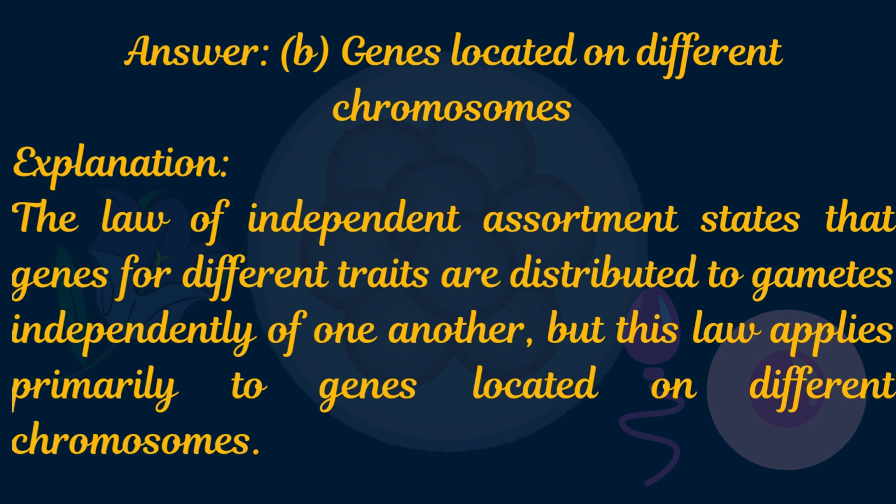Explanation: The law of independent assortment states that genes for different traits are distributed to gametes independently of one another, but this law applies primarily to genes located on different chromosomes.